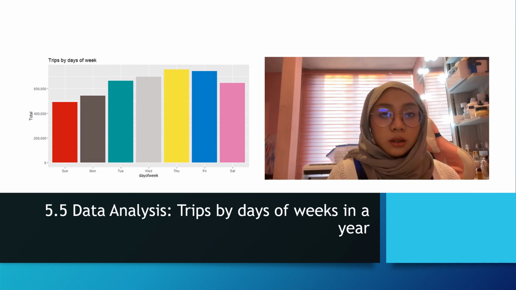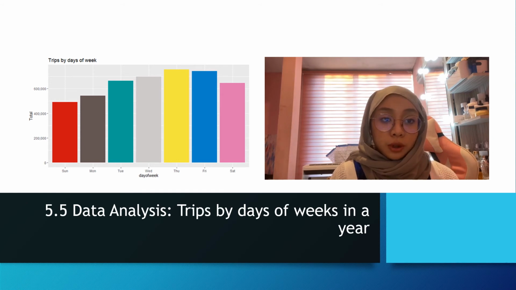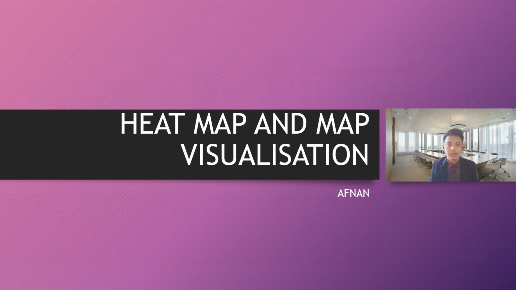Lastly, we will also analyze the data between day of week and number of trips. From the bar chart, it can be concluded that Thursday recorded the highest number of trips from April to September 2014. Now we will analyze the heat map and the map visualization.